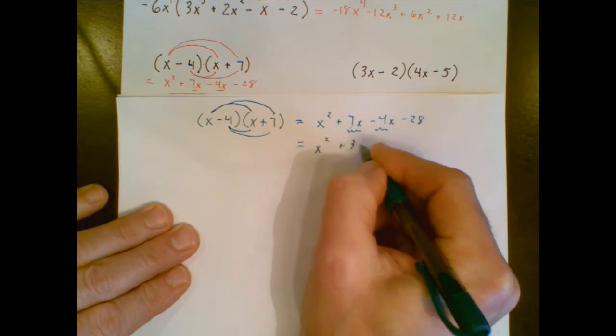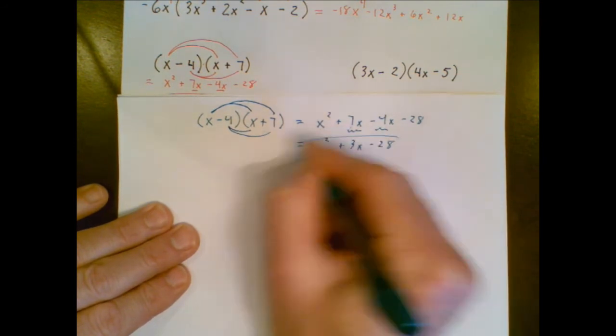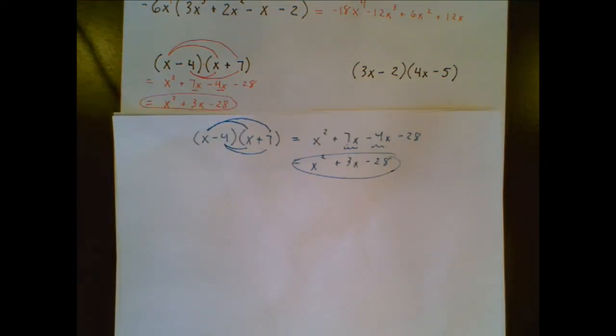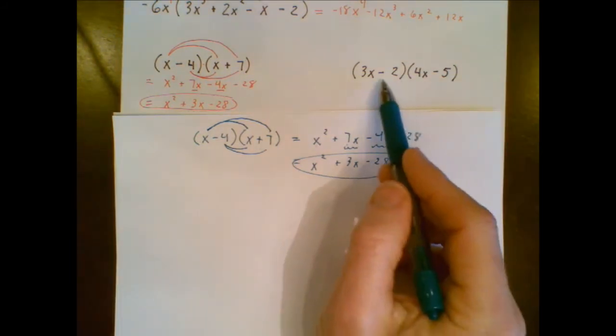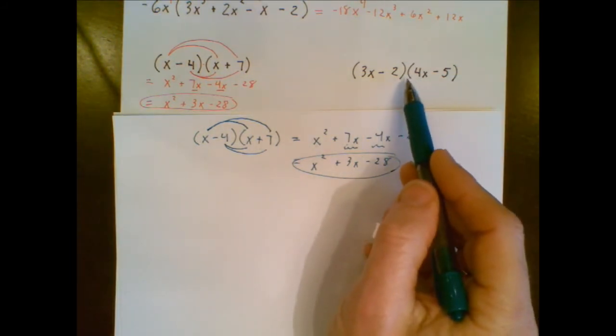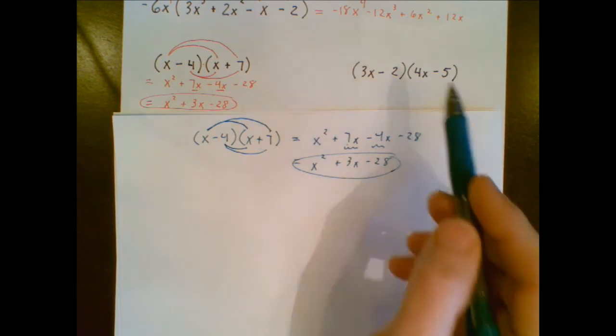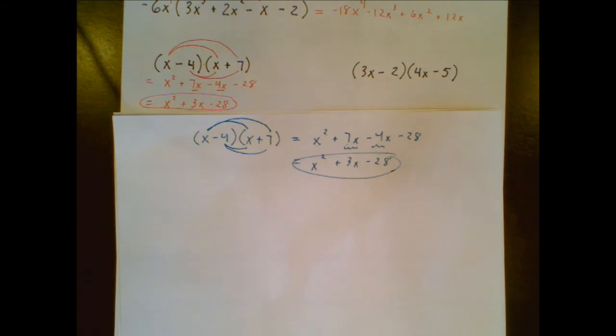x squared plus 3x minus 28. Same answer there as I got there. So you go ahead and use double distribution or FOIL, whatever you'd prefer. So here's a problem right here, and I suggest that you pause the video, you multiply this out on your own, and you see if you get the same thing as me. That will let you know if you really understand what's going on here.